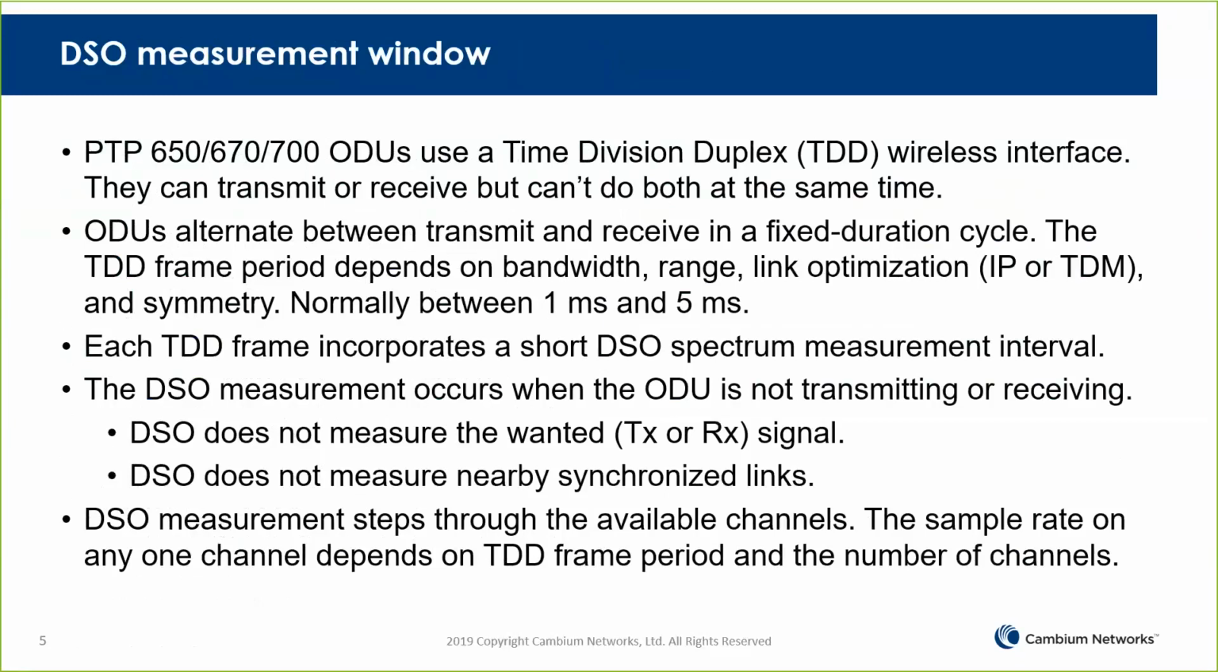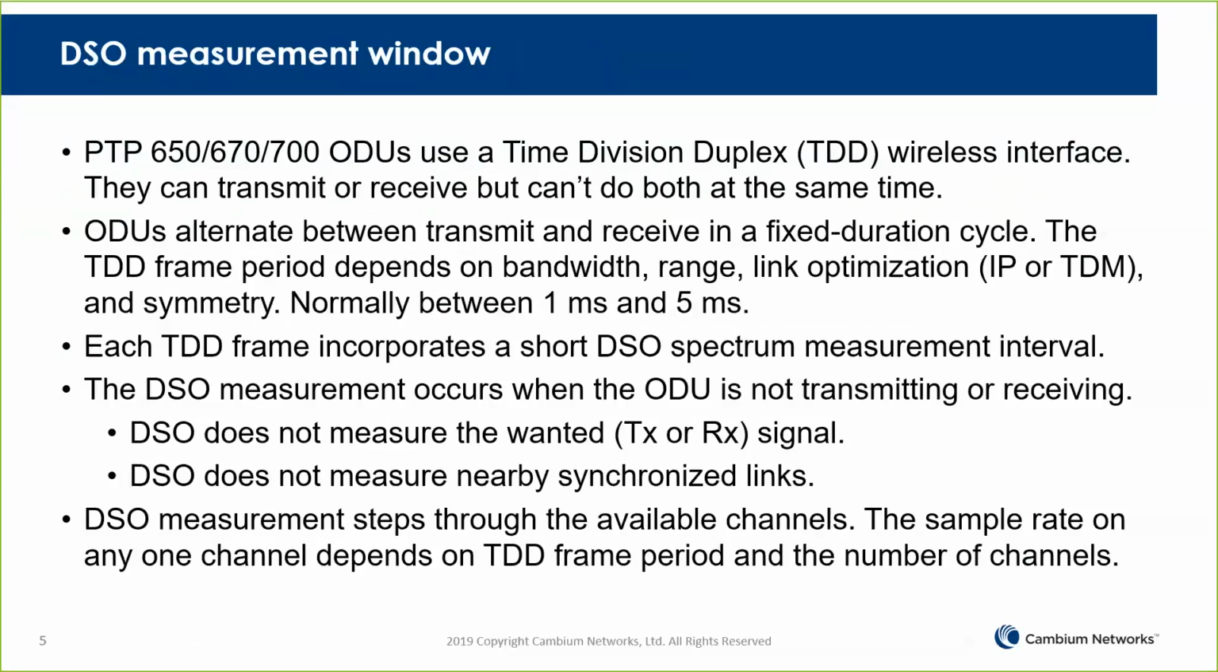In these PTP products, the transmit and receive alternates in a fixed duration cycle. When I say fixed duration, the actual period of the TDD frame depends on how you configure the link: the bandwidth, link range, link optimization, and link symmetry all affect the calculation of the period. In most links, periods are between about 1 millisecond and 5 milliseconds. Shorter periods give you better latency but worse efficiency. Longer periods give better efficiency and somewhat worse latency. I said half the time we're transmitting and half receiving, but that's not quite true, because sandwiched in the middle there's a short spectrum measurement interval for DSO.